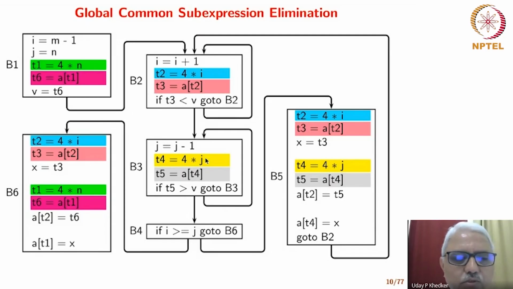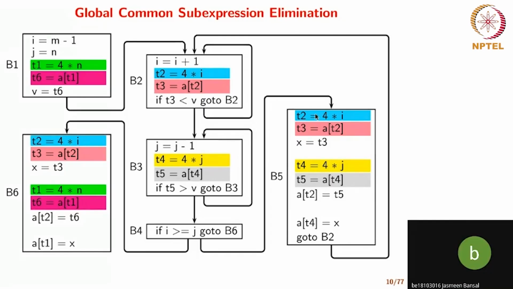I'm trying to get you involved. So would someone like to tell me specifically about this 4 star i? There is an occurrence of 4 star i in B2, and there is an occurrence of 4 star i in B5. Do you feel that the occurrence in B5 is redundant? Can anyone express an opinion? Someone please say something.